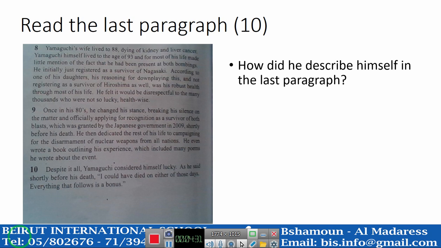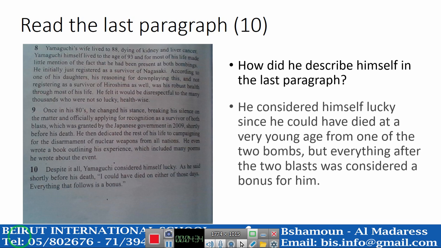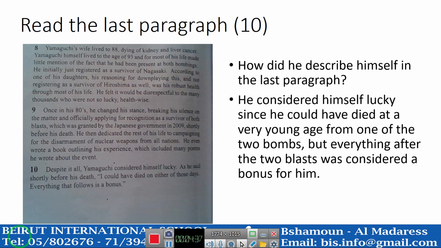How did he describe himself in the last paragraph? He can consider himself as lucky since he could have died at a very young age from one of the 2 bombs. But because he was so lucky, he continued his life, and everything after the two blasts was considered a bonus for him. So that's why he was considered a lucky person. He survived the two bombs when millions of people were completely damaged and killed by these two nuclear bombs.